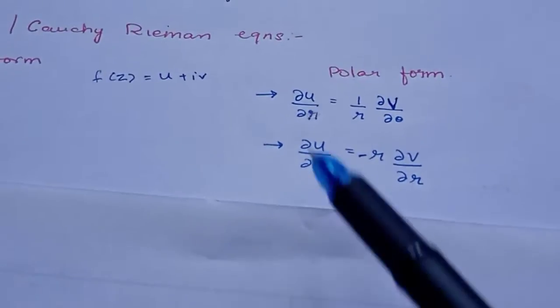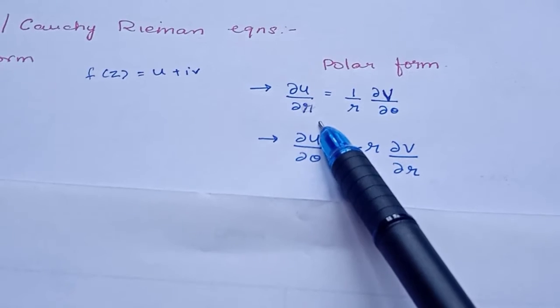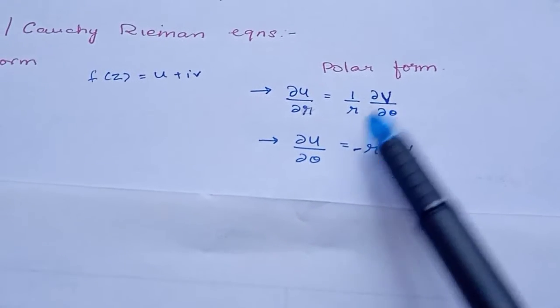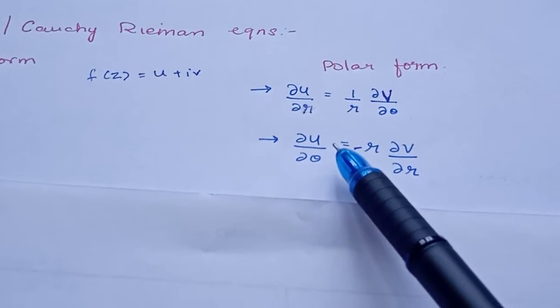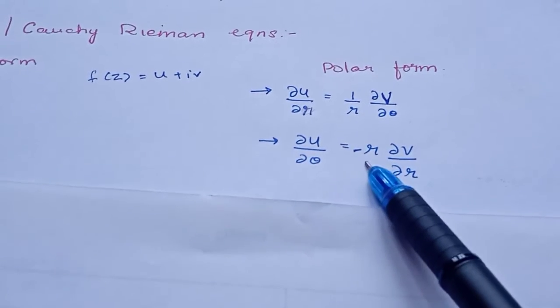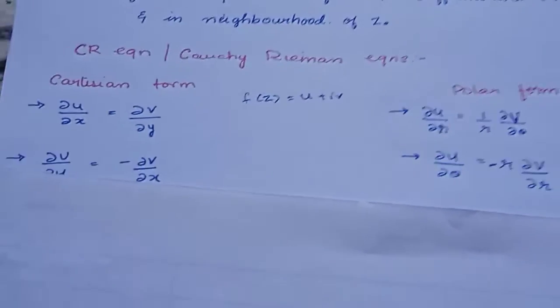Here also the same applies. In polar form, you have to partially differentiate u with respect to r, which is equal to 1 by r into dou v by dou theta, and dou u by dou theta is equal to negative of r into dou v by dou r. Now we get into the problems.